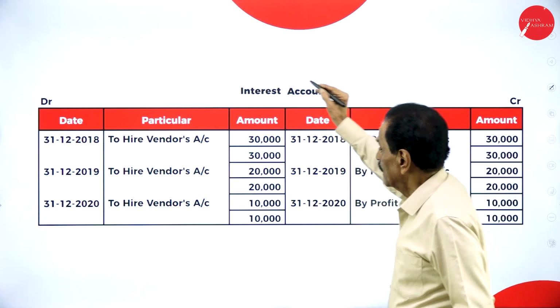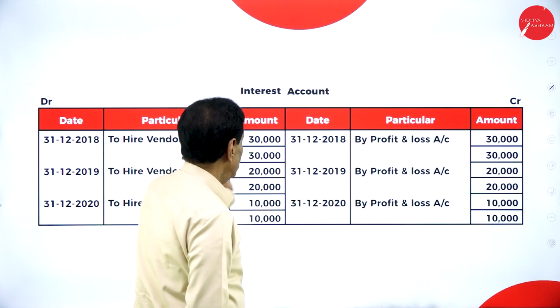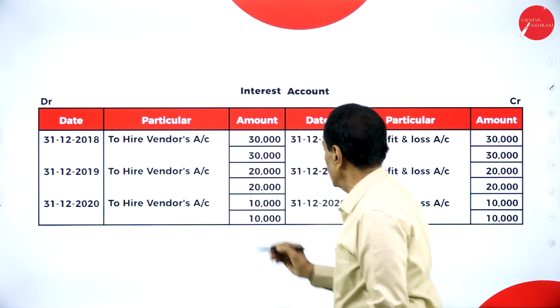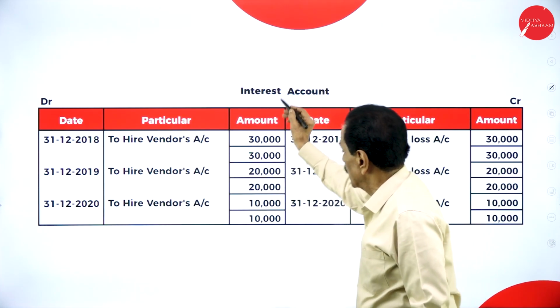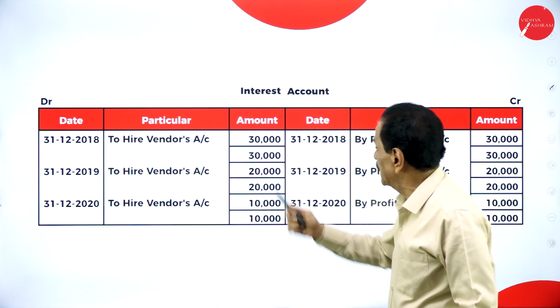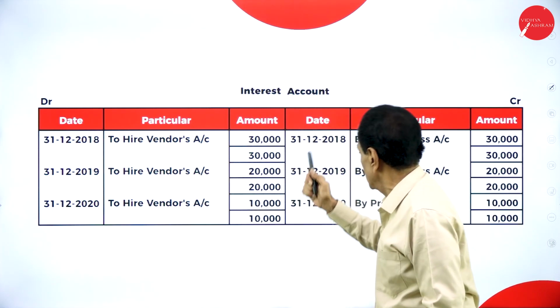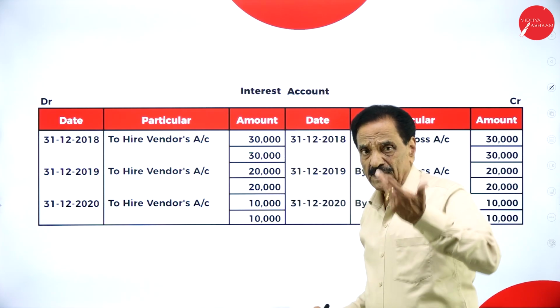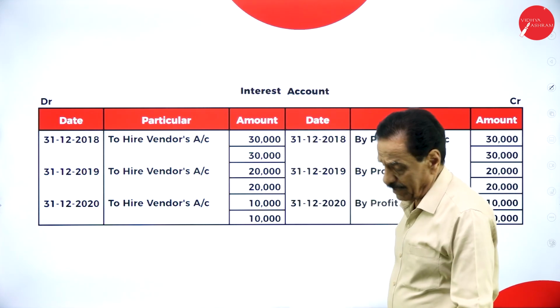Interest. Interest to hire vendor, transfer to P&L account. Interest account debit to interest to hire vendor by profit and loss account. Just a transfer entry. What's the entry? Interest to hire vendor, transfer to P&L account, 30,000, 20,000 transfer. Hire vendor, transfer to profit and loss account.